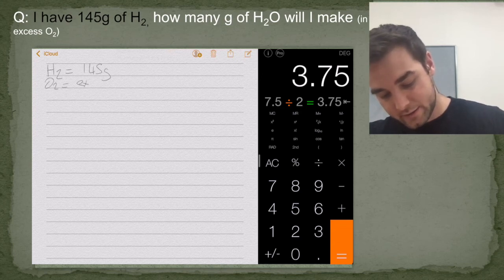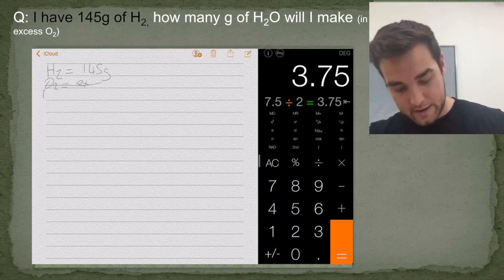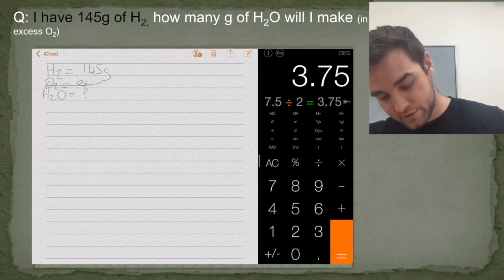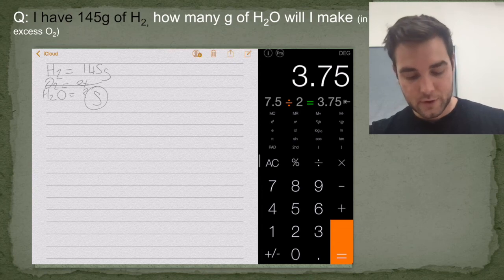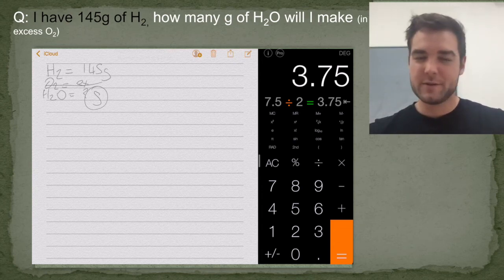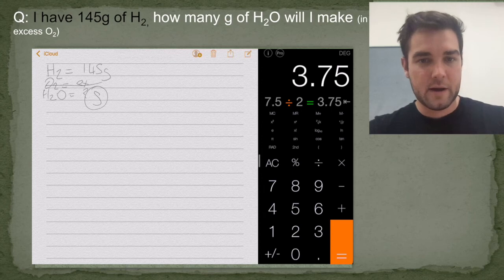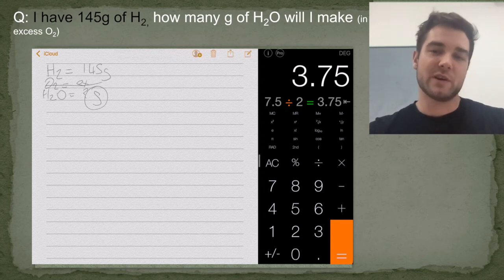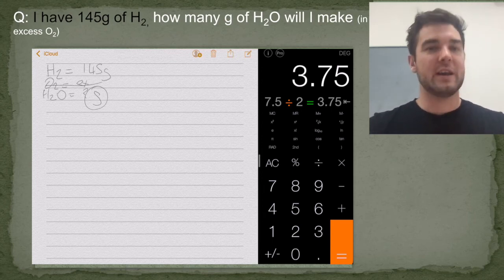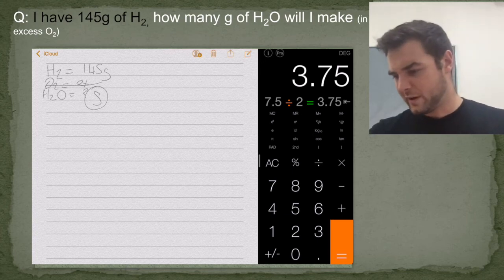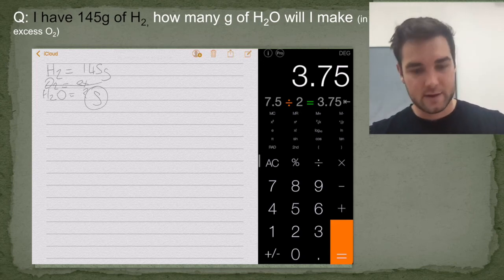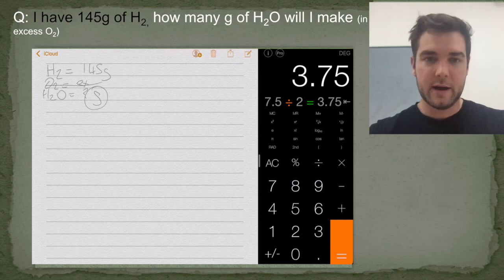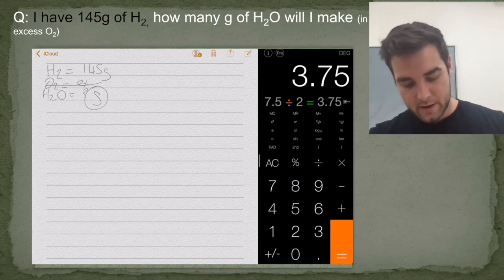O2 is in excess, so I don't even need to worry about it. And H2O equals question mark grams, and I want my answer in grams. Okay, so let's write it out. My first point of call was to write everything out and summarize the question, making sure I've got all the information I need, so I don't have to keep flicking between the answer paper and my writing screen, or in this case, an exam paper. I like to summarize everything. It helps clear my mind and gather my thoughts.